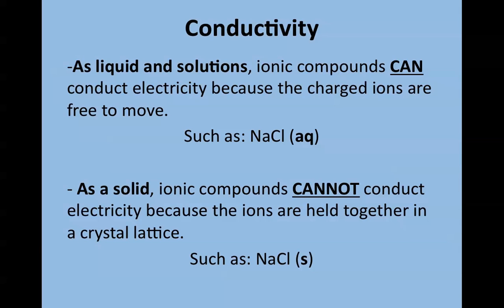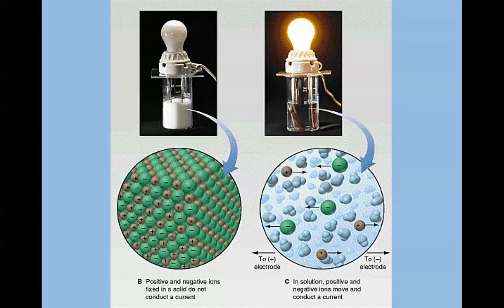However, as a solid, we're going to see in the next slide that ionic compounds are in a crystal lattice, which means the ions are basically stuck in place. So even though we have charges present as a solid, they're not able to move. So again, for conductivity in ionic compounds, you want to think about whether it's in a phase such as a liquid or a solution compared to a solid. That's a common multiple choice question that you could see.